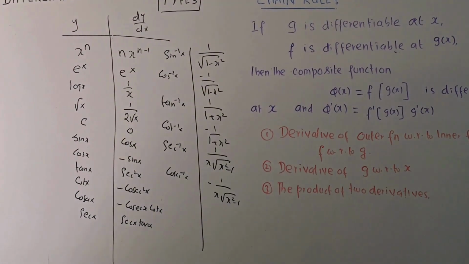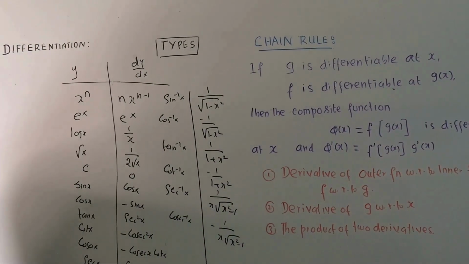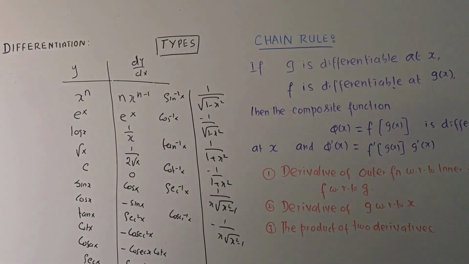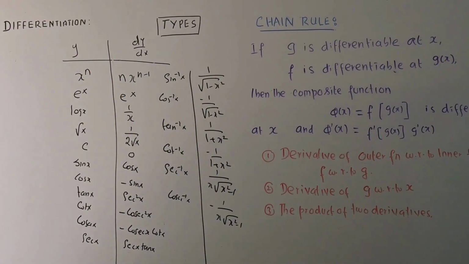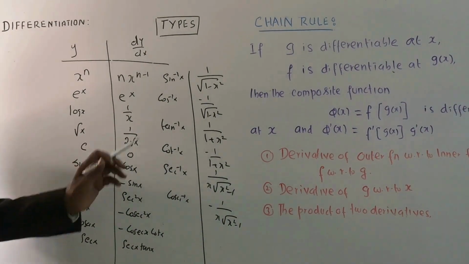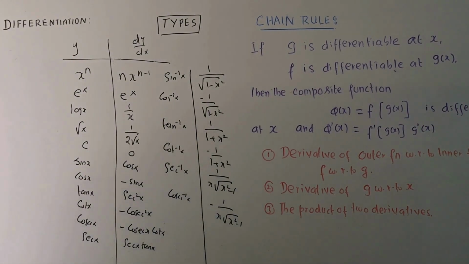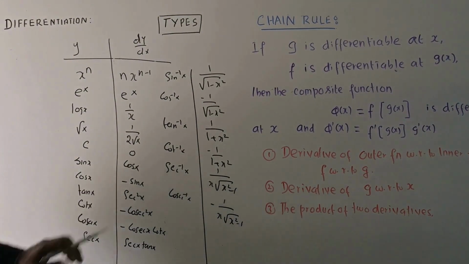Again 6. So, when you differentiate a constant, you will get 0. x power n gives n into x power n minus 1. e power x gives e power x. When you differentiate log x, 1 by x. When you differentiate root x, 1 by 2 root x. When you differentiate a constant, it is 0.